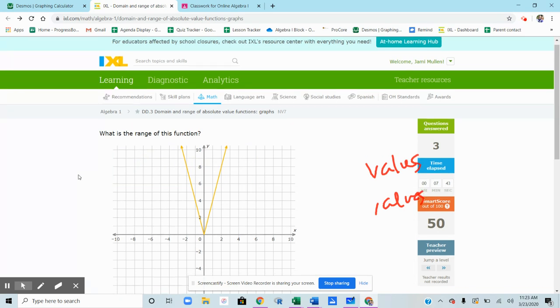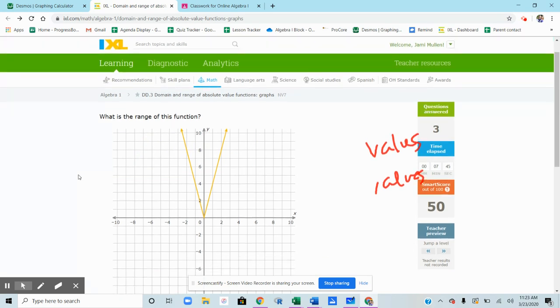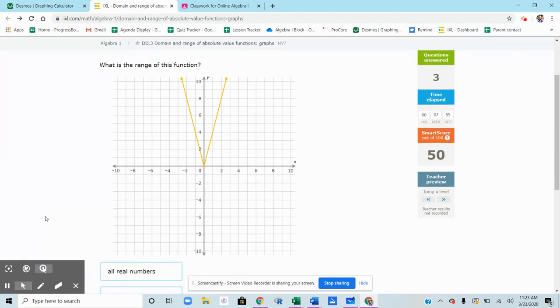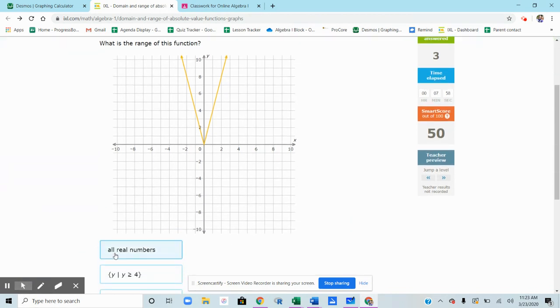Now this one asks you about your range. So range are your y values. So in this one, I need to look at how far down to how far up this graph will go. So it's not going to be all real numbers this time because look, it's not going down forever. This graph does not go down forever. It starts here at this point right here and it goes up forever, but it doesn't go down forever.